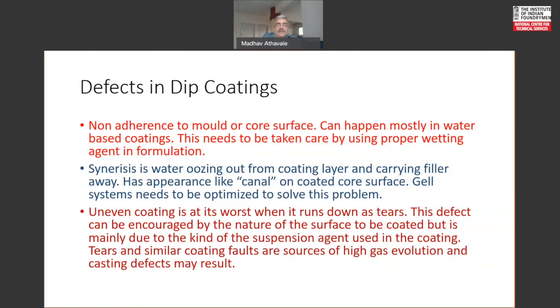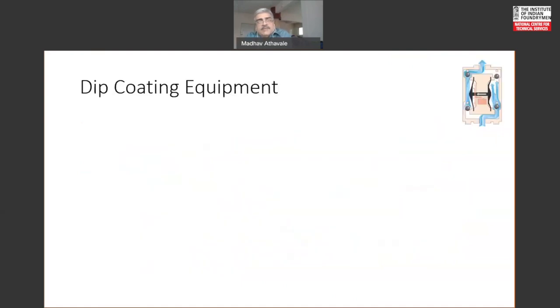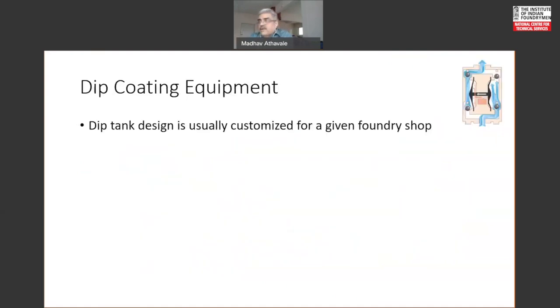Then uneven coating, at its worst, when it runs down as tears. And this depends on the nature of the surface to be coated, but mainly depends on how well balanced your coating suspension agent is. Tears and similar coating faults are sources of high gas evolution also, because there will be accumulation of the coating. So the user as well as the manufacturer of coating needs to take care of these. Let's have a quick look at dip coating equipment.